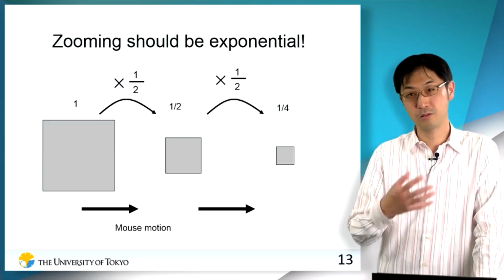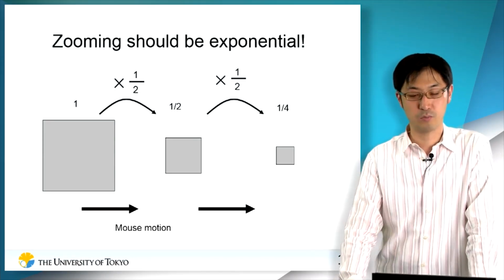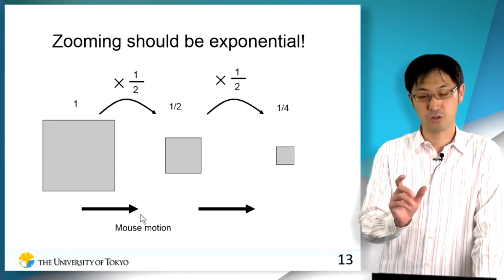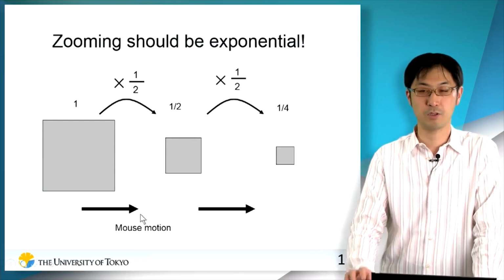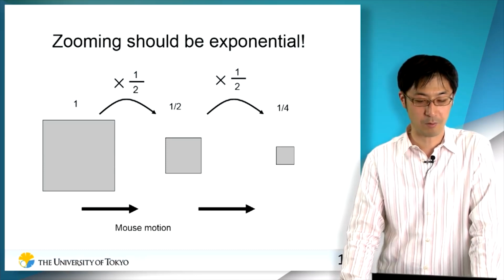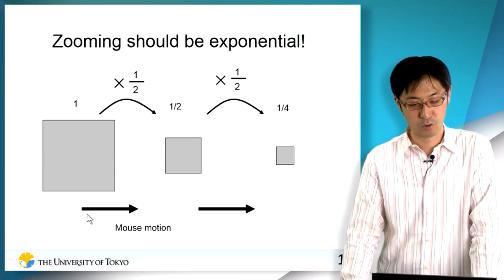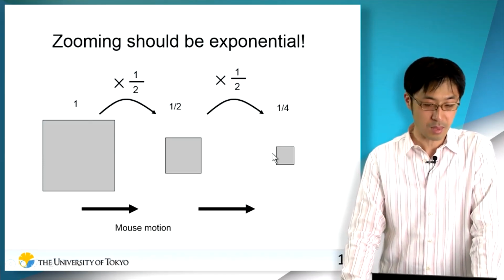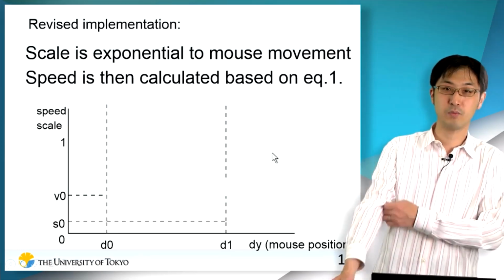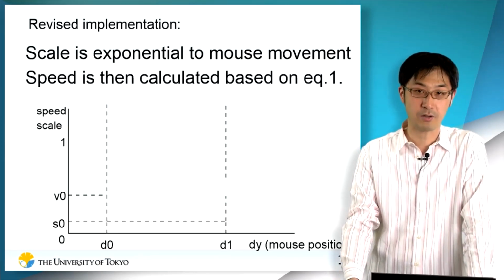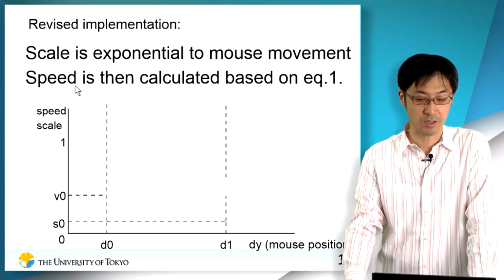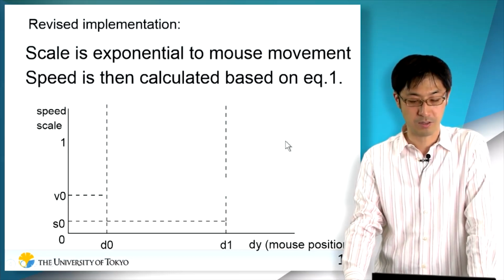But thinking about it, zooming should be exponential. As you move your mouse, scale should be multiplied by the same ratio each time. For example, as the mouse moves here, scale becomes half, and then as you move further, scale becomes half again. So the revised implementation is that scale is exponential to mouse movement first, and then speed is calculated based on equation 1. So here's a diagram.